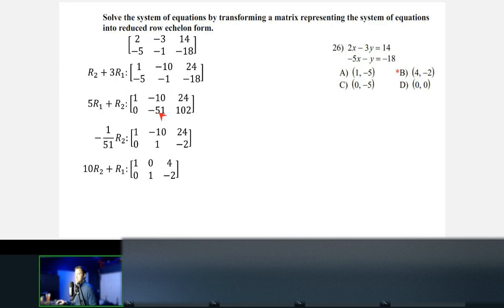And then to make this a 1, I just multiplied by negative 1 over 51, or same thing as dividing it by negative 51, to get that second row. And then I multiplied my row 2 by 10 and added it to row 1. So 0 times 10 is 0, plus 1 is still 1. 10 times 1 is 10, and then 10 plus negative 10 is 0. 10 times negative 2 is negative 20. Negative 20 plus 24 is positive 4. So that's using RREF, which I really like.